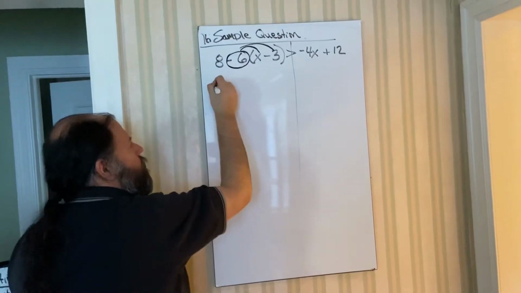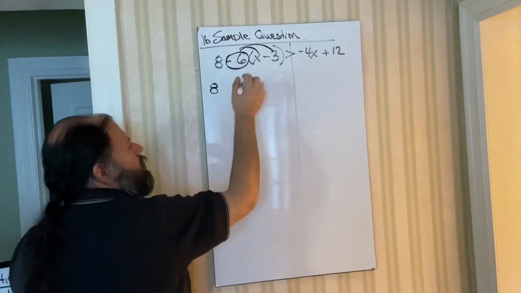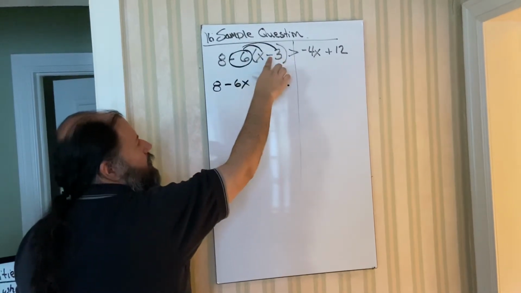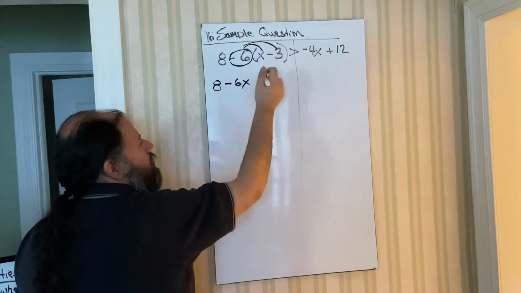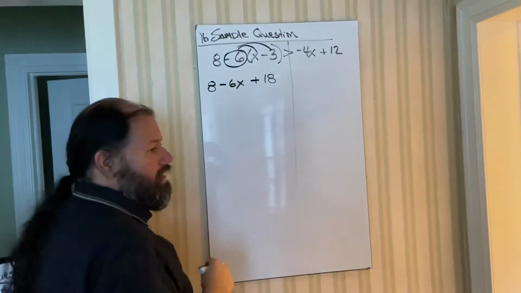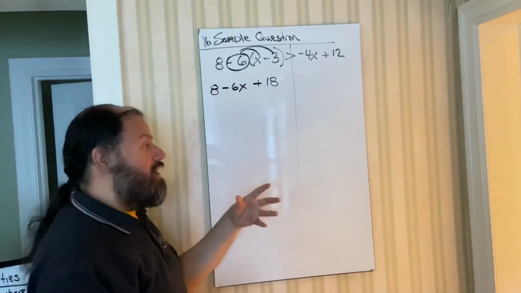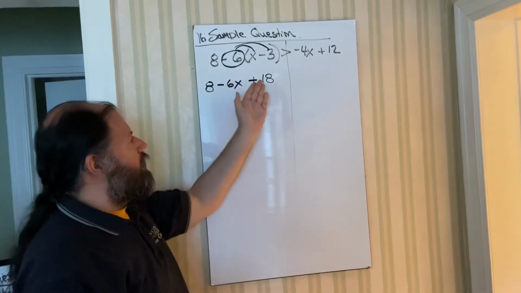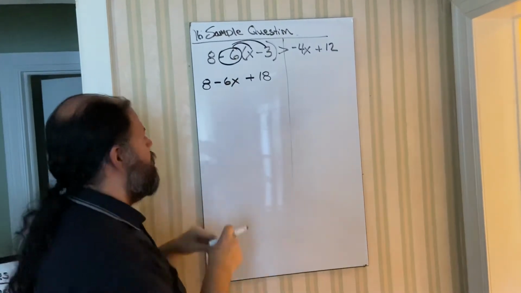So distribute by multiplying, not only the number, but its sign. So bring down the 8. So negative 6 times x is negative 6x. Negative 6 times negative 3, negative times negative, be careful, positive 18. Now that you got rid of the multiplication, now you can collect. Constant, coefficient, variable, constant. Okay.